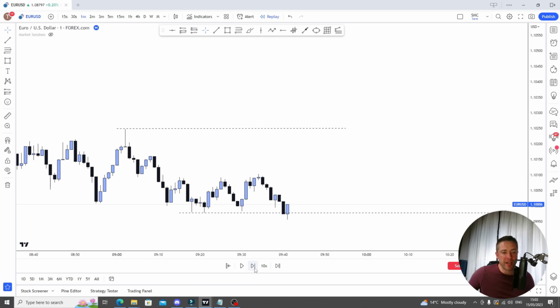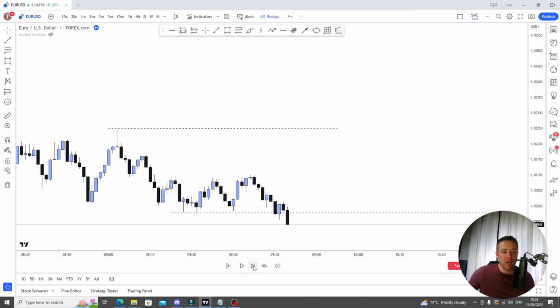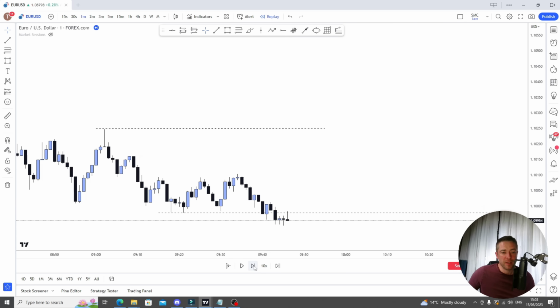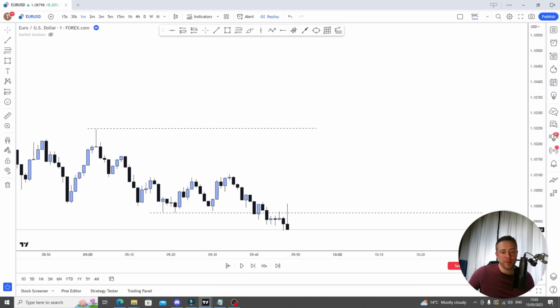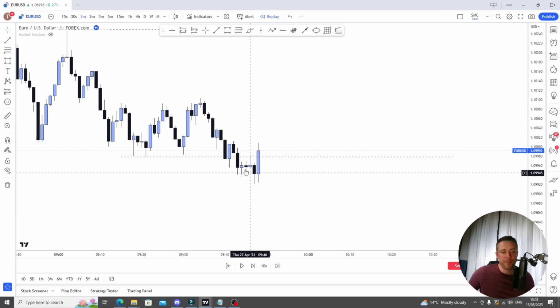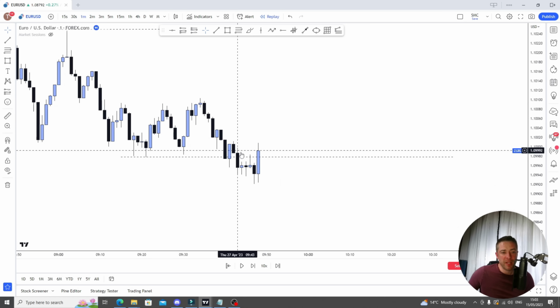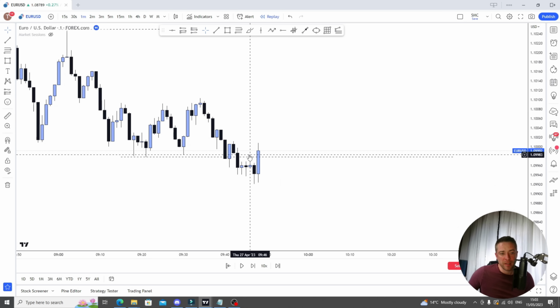Okay, so we've got a break of the low here. So we're looking now for a market structure shift. Still going down. Now we've come up here. Now that's quite a big candle. That's broken that previous high there. So I would say that that is a market structure shift to the upside.